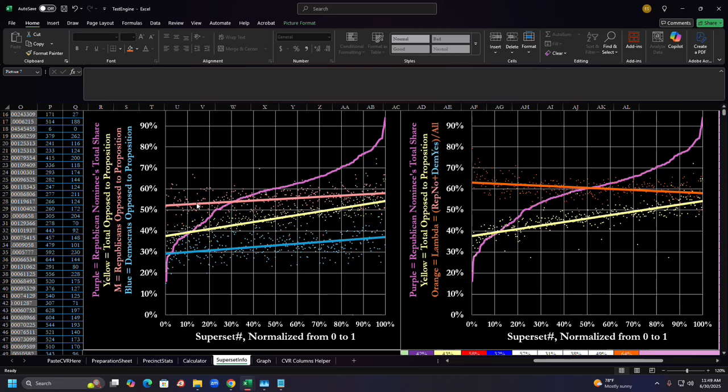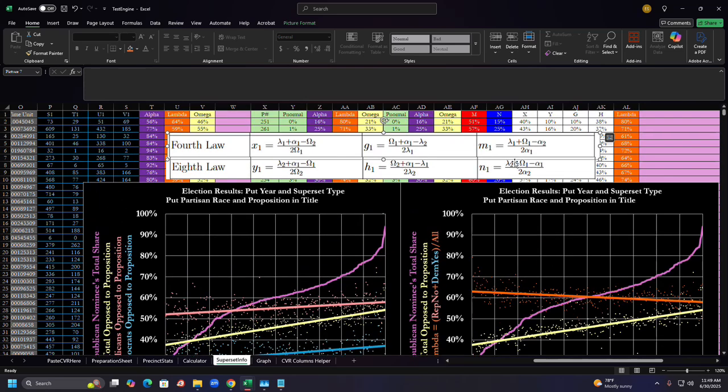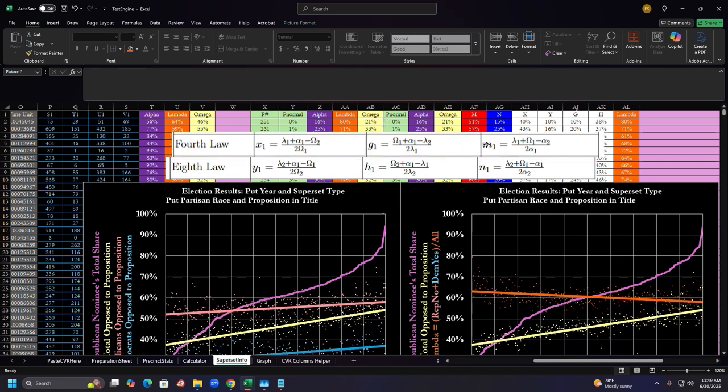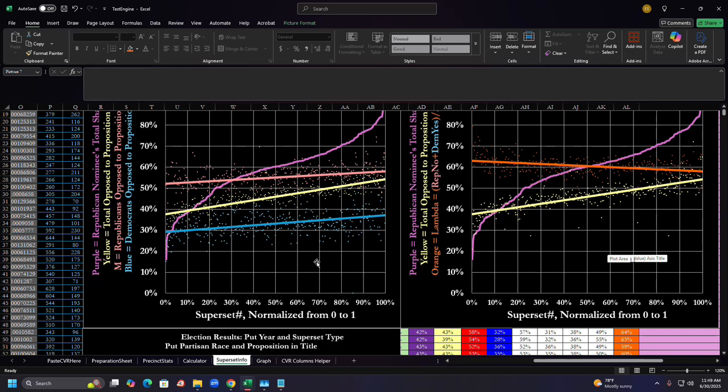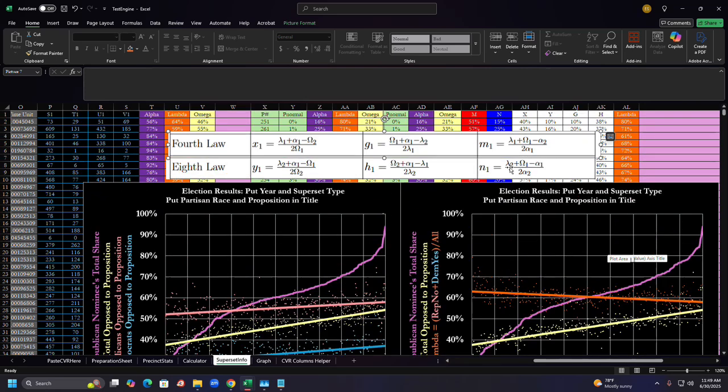So in red, Republican opposition to a ballot proposal is equal to the demonic ratio plus the north to south ratio, that's yes to no to yes, minus the Biden to Trump ratio over 2 times the Trump to Biden ratio. That's an algebraic identity. Democrat opposition is equal to the east to west demonic ratio plus the north to south ratio minus the Trump to Biden ratio over 2 times the Biden to Trump ratio.